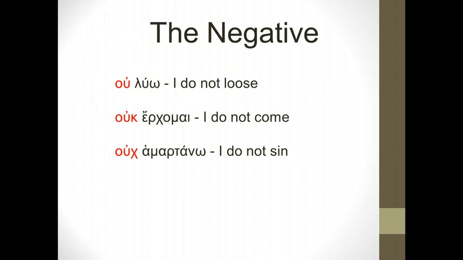Let me give you some examples then of that. Here is ou with a word that begins with a consonant, luo. And in that case, it would be I do not loose. But when it comes before a word with a vowel, okay, but erchomai here has a smooth breathing. It's ouk erchomai, I do not come. But then when we use hamartano, that has a rough breathing over its vowel, then we use the ouch version of the negative particle, so it becomes ouch hamartano, I do not sin.